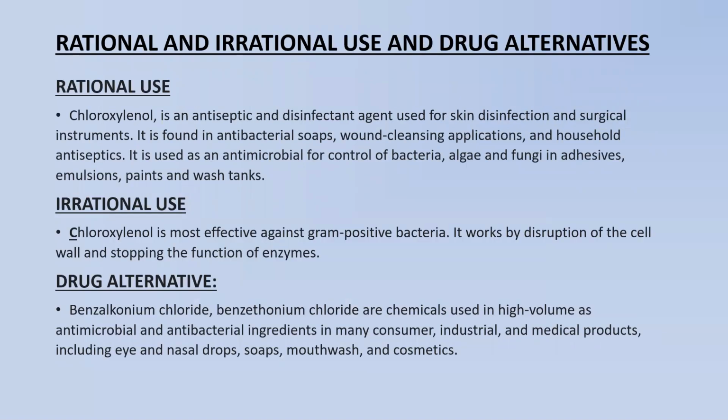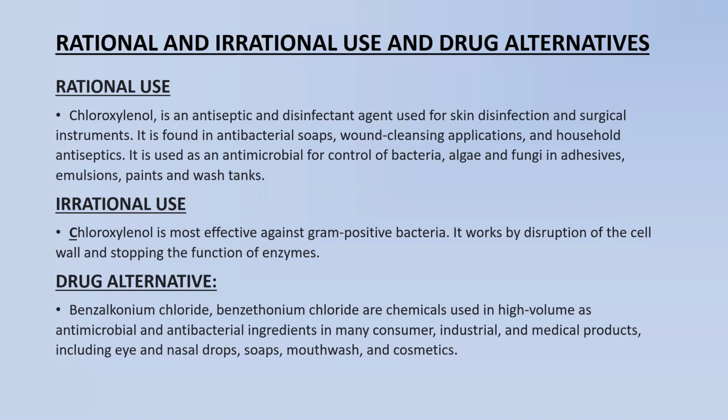Rational and irrational use and drug alternatives. Rational use of chlorhexinol: it is used for the purpose of disinfection and sanitization, hence found in antiseptic and disinfectant agents, which are used for skin disinfection and surgical instruments. It has also been found in different antimicrobial products, which are used to control bacteria, algae, and fungi. It is used in different emulsions, paints, wash tanks, and different wound cleansing applications and antiseptic products.